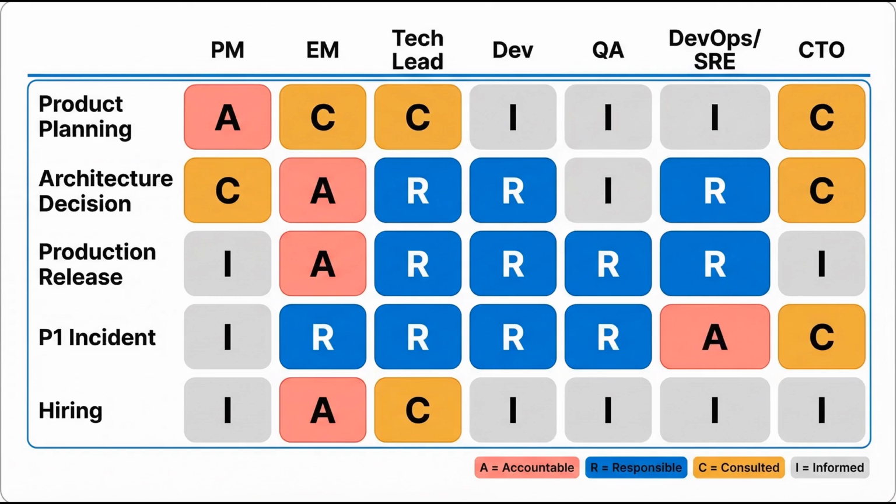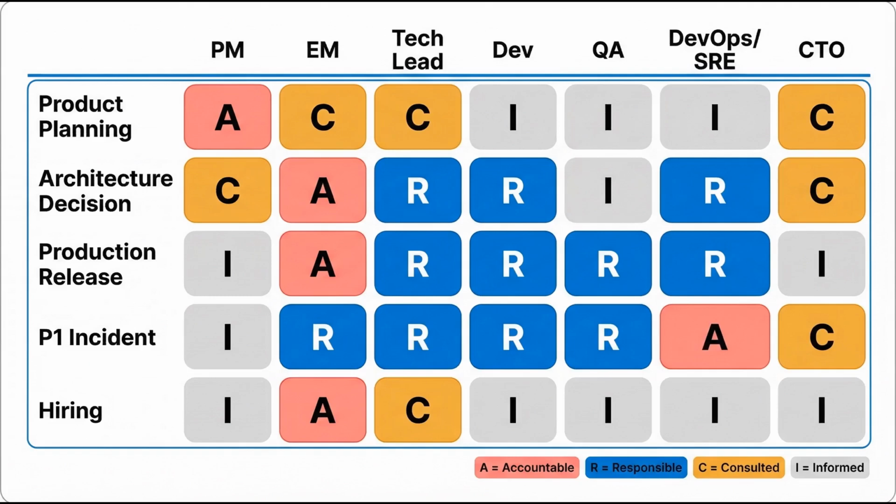Production release. DevOps is responsible for the pipeline. The EM is accountable for the go, no-go decision. Priority 1 incident. Here, RACI works like escalation with precise time windows. SRE is responsible for detection and triage. EM is accountable for resolution.